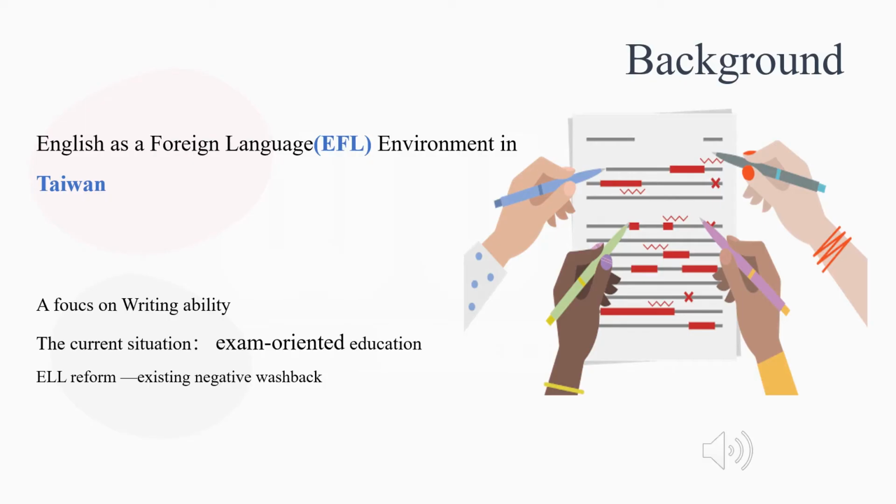First, let's look at the background of this study. It focused on the EFL context in Taiwan, where improving writing ability is a common pursuit. However, a typical characteristic is that learners are under exam-oriented education. Hence, in such a teaching context, despite English language learning reforms, researchers still found some difficulties and negative effects.